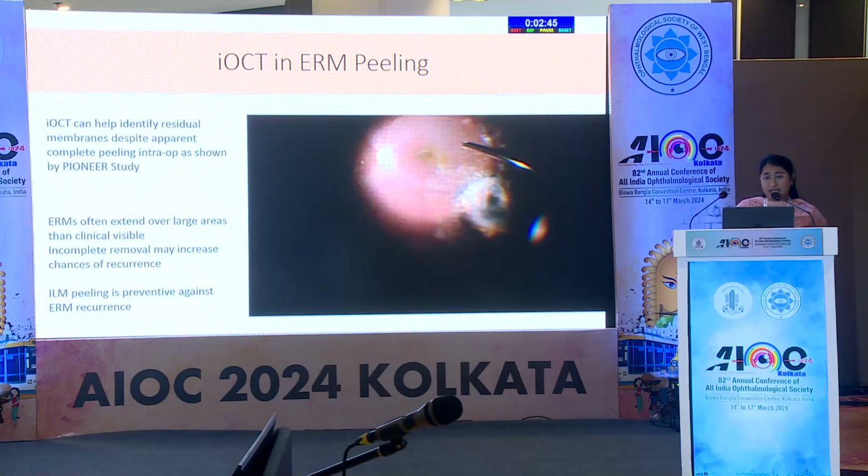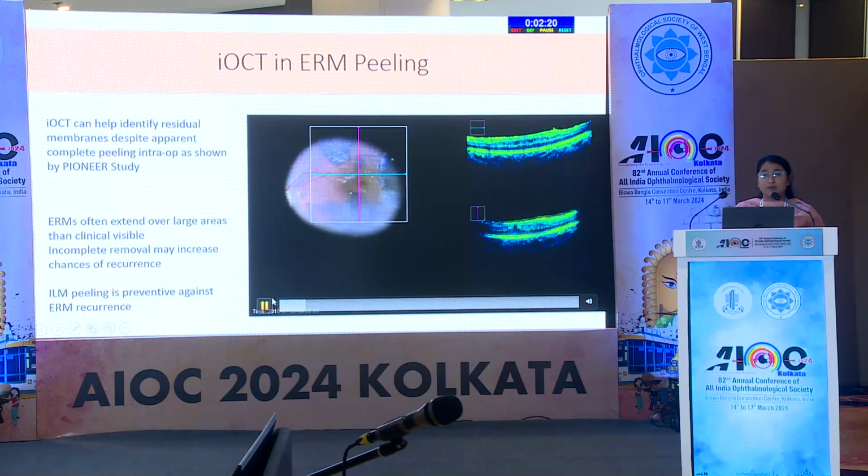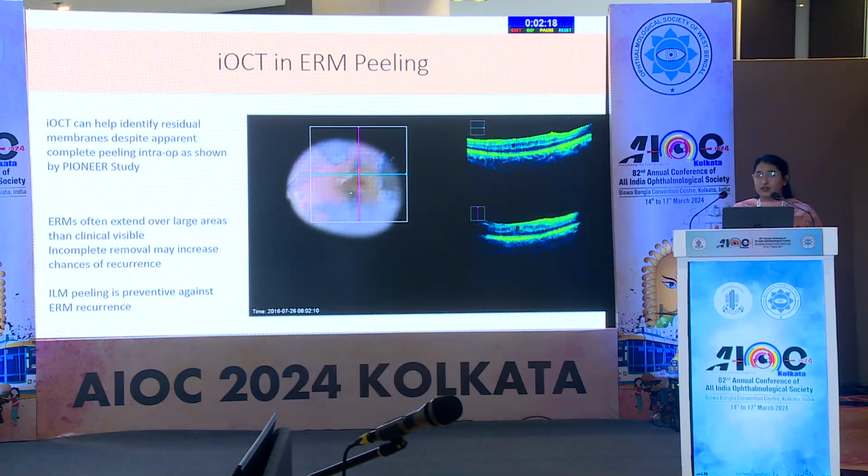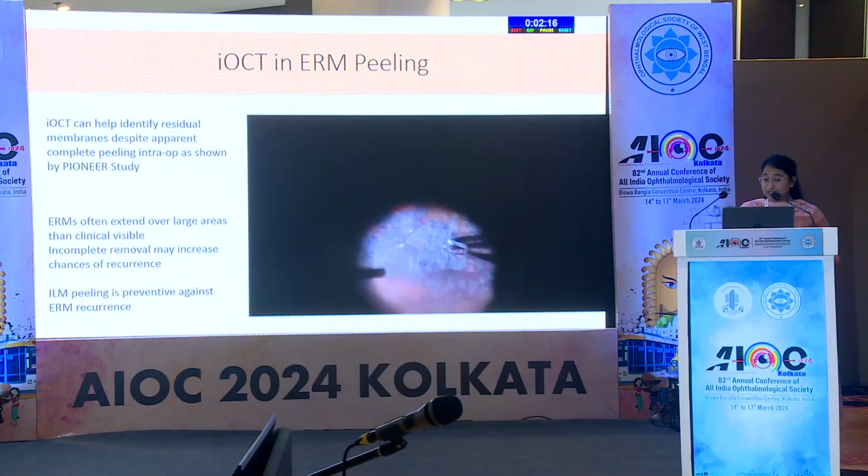In patients with ERM peeling, so conventionally in our practice, in patients with epiretinal membrane, we tend to double stain. We'll stain first, remove the epiretinal membrane, and to ensure the ILM has been removed along with that, we stain it again. So in these cases, IOCT would help us identify if there is presence of ILM or not. So we could save some time with the second step. That is an advantage of IOCT in these patients.